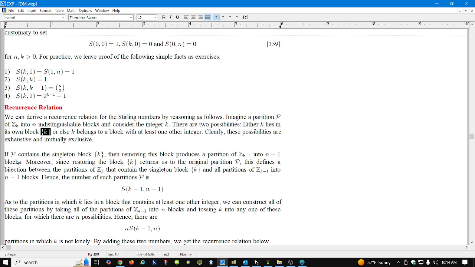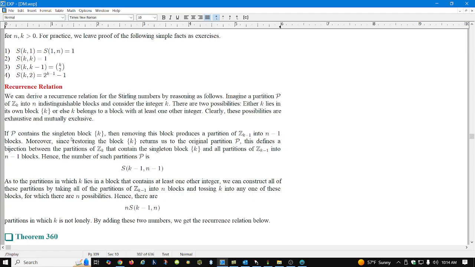If the partition P contains this singleton block, then if we toss out the block, we get a partition of Z_{k-1} into n-1 blocks. But we can restore that singleton block, throw it back in. So we have a bijection here between the partitions of Z_k that contain the singleton block {k} and all the partitions of Z_{k-1} into n-1 blocks.